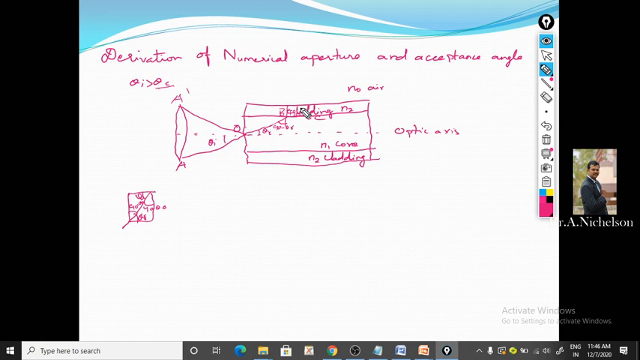Okay, so whenever there are two different media, rarer and denser, there you can apply Snell's law. What is this Snell's law? We have already seen it while finding the critical angle. So n1 by n2 is equal to sin theta r divided by sin theta I. Okay, so if you cross multiply this, you get n1 sin theta I equal to n2 into sin theta r.